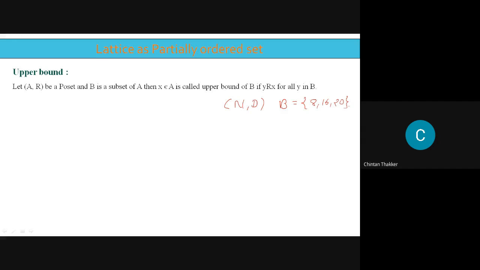So which number is divisible by 8, 16 and 20? Which number is divisible by 8, 16 and 20? Suppose in a fraction, in a denominator, you are given 8, 16 and 20, then for addition or subtraction, first what do you find?